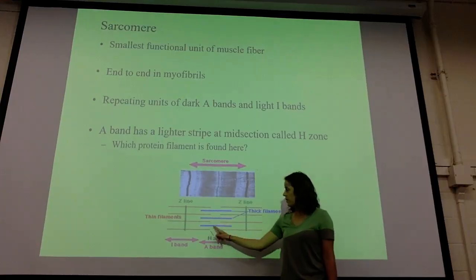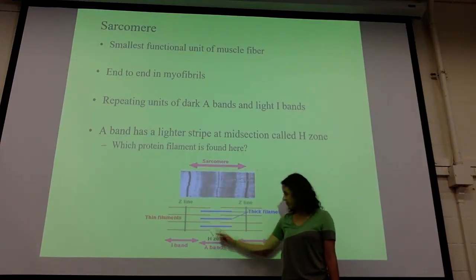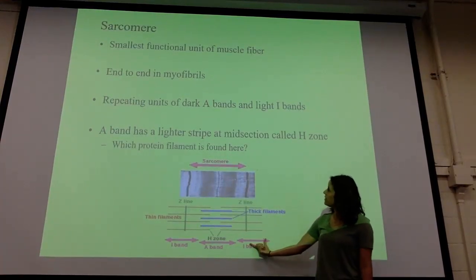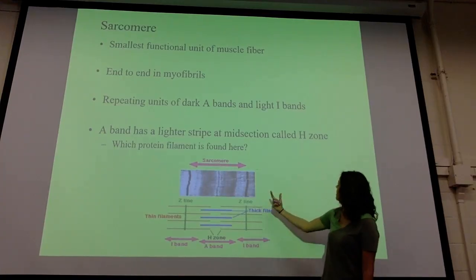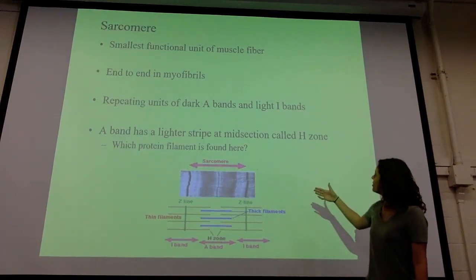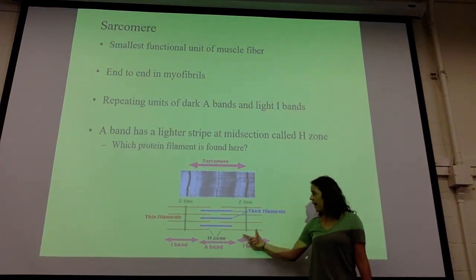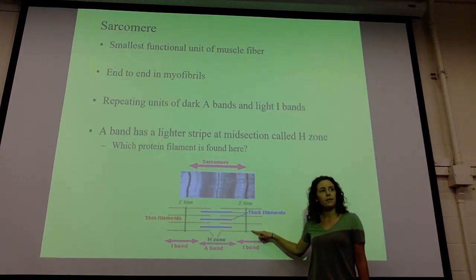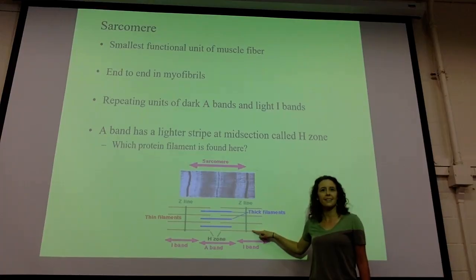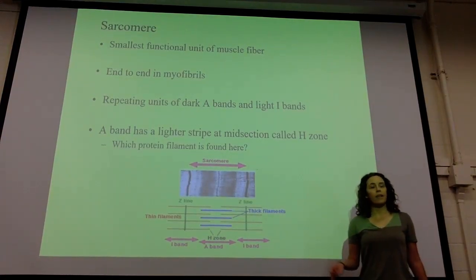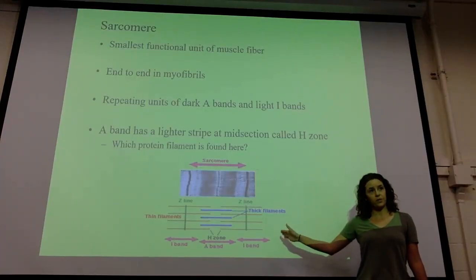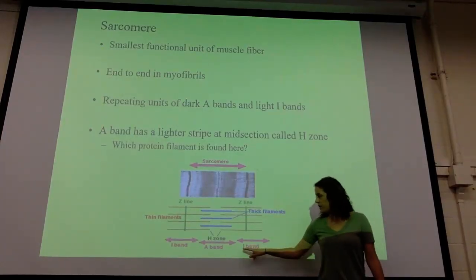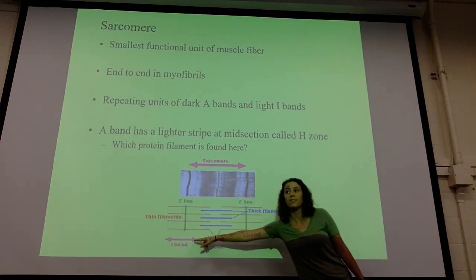So H zone, very center, includes just myosin. And then on the sides, we have the I band. Which protein filament is found in the I band? Actin. Okay, so everyone sees that. On the exam, I will have questions specifically about the sarcomere and about what you can see and what resides in each section.